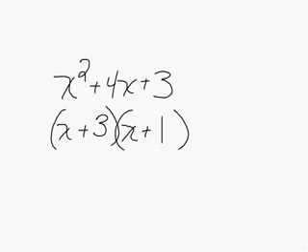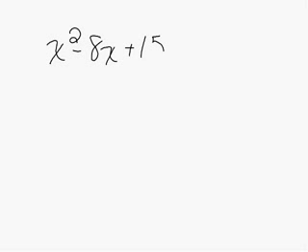Okay. All right, so is everybody okay? These were plus, and that made these plus and plus. Everybody's okay with these, right? So now let's look at this. X squared minus 8x plus 15.